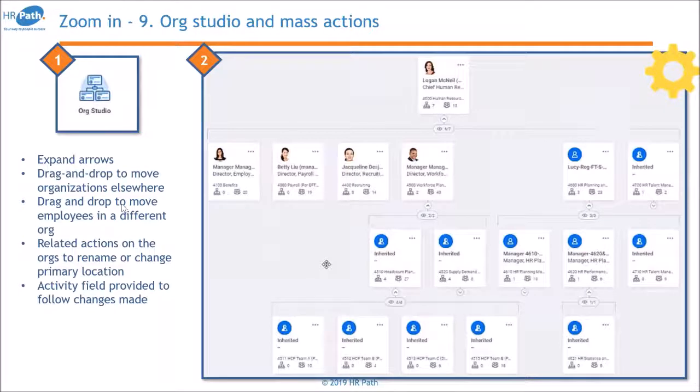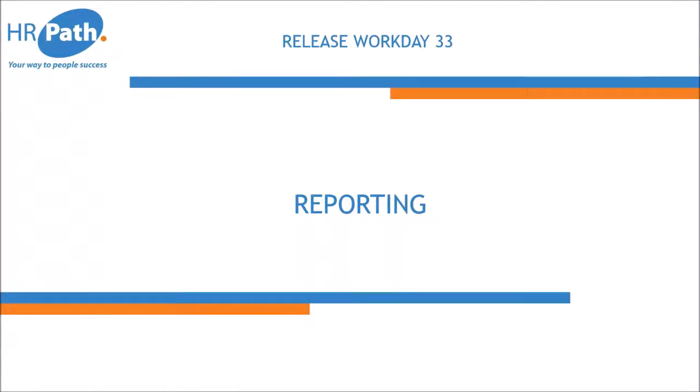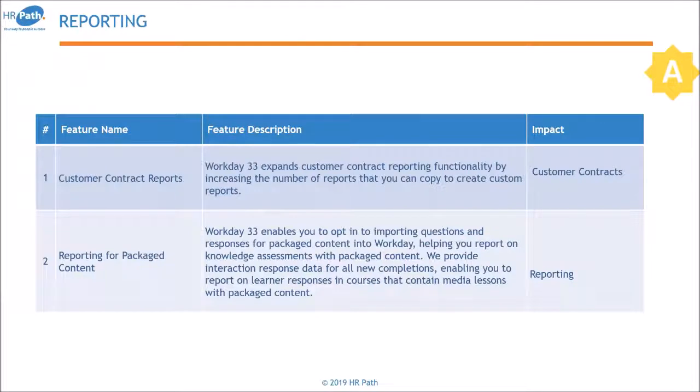So this is it for the Org Studio and actually the HCM functionalities. I'm now going to speak to you about the reporting functionalities. So the first functionality is the customer contract reports. Workday 33 is expanding reporting with increasing the number of reports that you can copy to create custom reports regarding customer contracts. That's the first one.